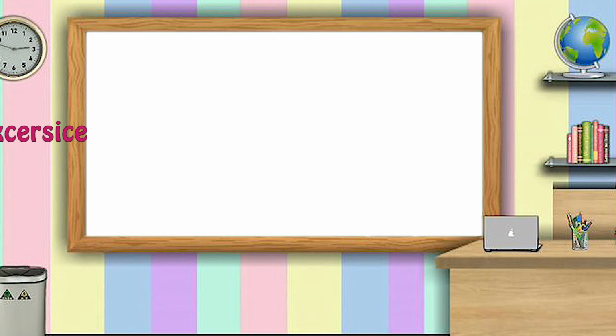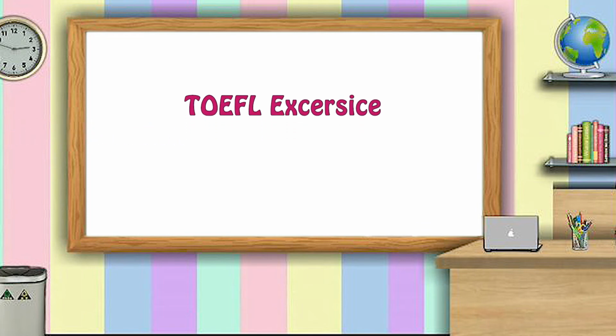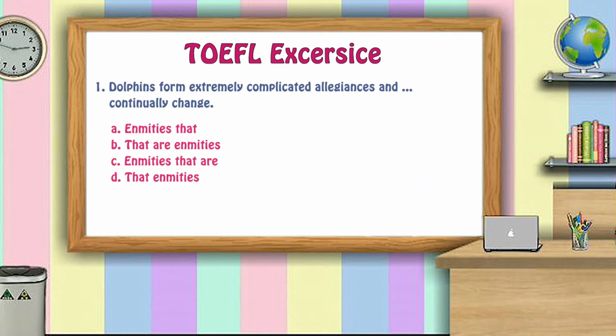Now let's see the TOEFL exercise. Example for number 1. Dolphins form extremely complicated allegiances and blank continually change. Let's see the choices. A, amenities that. B, that are amenities. C, amenities that are. And D, that amenities. Now let's see the sentence again.